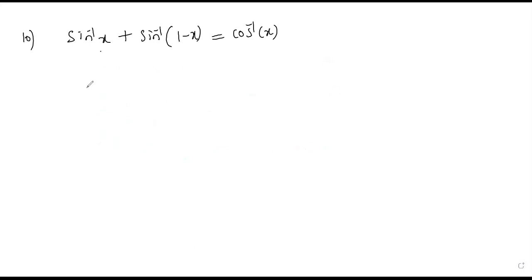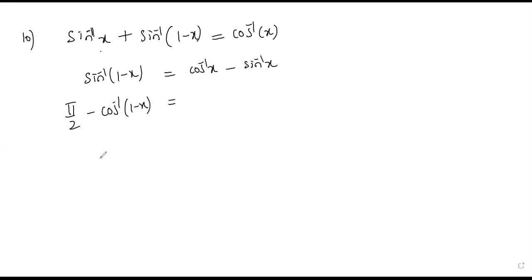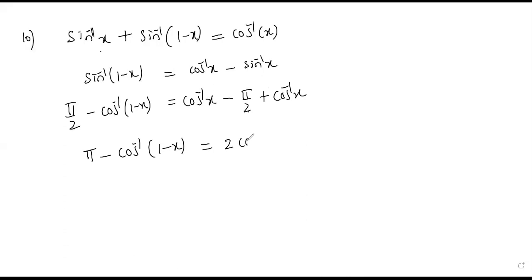But for the same question, if they ask the number of solutions, then you must solve the equation. Then how can we approach? Tell me. We'll do one thing here. You write sine inverse of 1 minus x is equal to cos inverse x minus sine inverse x. And if you write sine inverse x as pi by 2 minus cos inverse x, is it useful? So this is cos inverse x minus pi by 2 plus cos inverse x. So pi by 2, if you take this side, what do you get? Pi minus cos inverse of 1 minus x is equal to 2 cos inverse x.